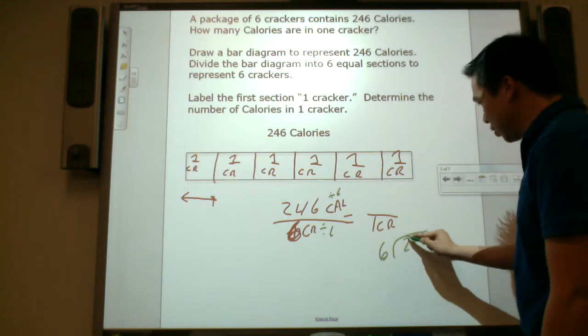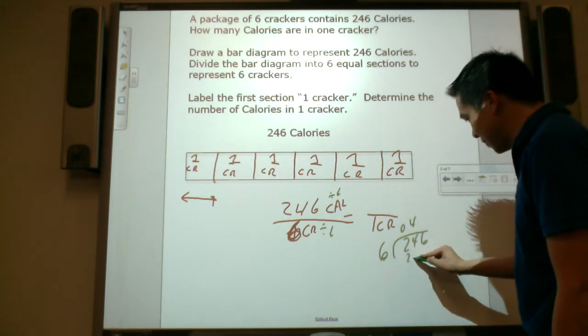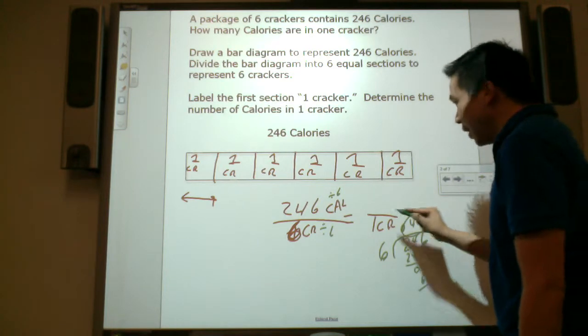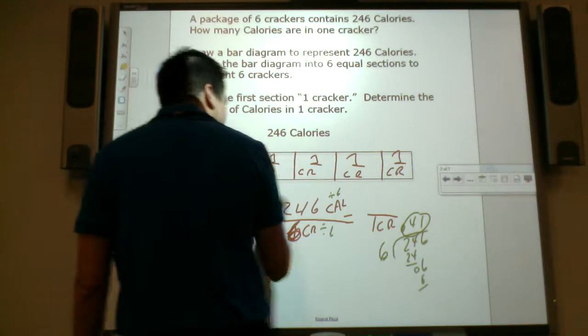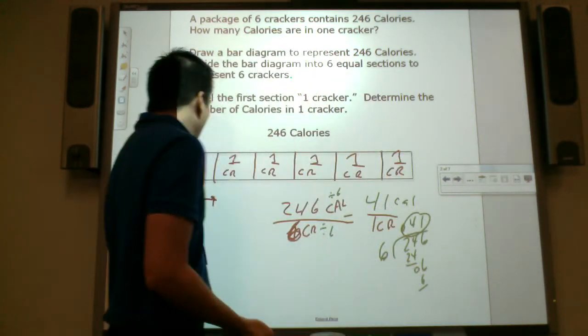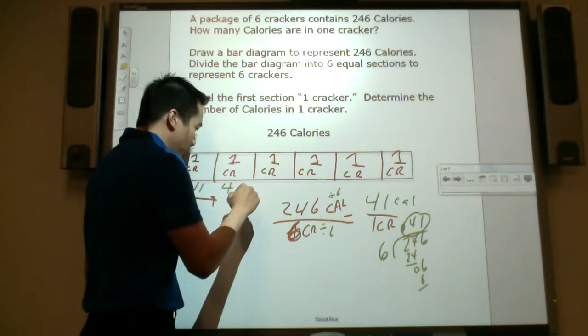Let's see. Can 6 go in 2? 0 times. Can 6 go in 24? 4 times. Can 6 go in 6? 1 time. So each cracker has 41 calories. This cracker has 41 calories.